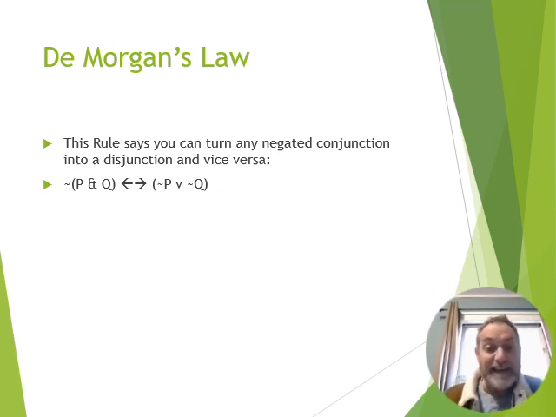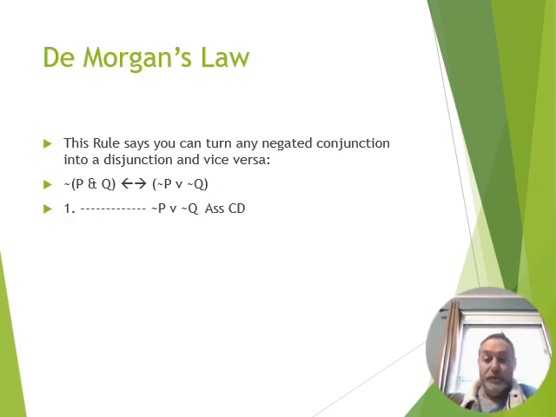It says if you got a negated conjunction, so not (P and Q), you can convert that to a disjunction where each of the disjuncts is negated, not P or not Q, and vice versa. So if you've got the disjunction not P or not Q, you can turn it into not (P and Q). And as we'll see, sort of any combination thereof, right? So well, we'll get to that later. But let's prove it, right?